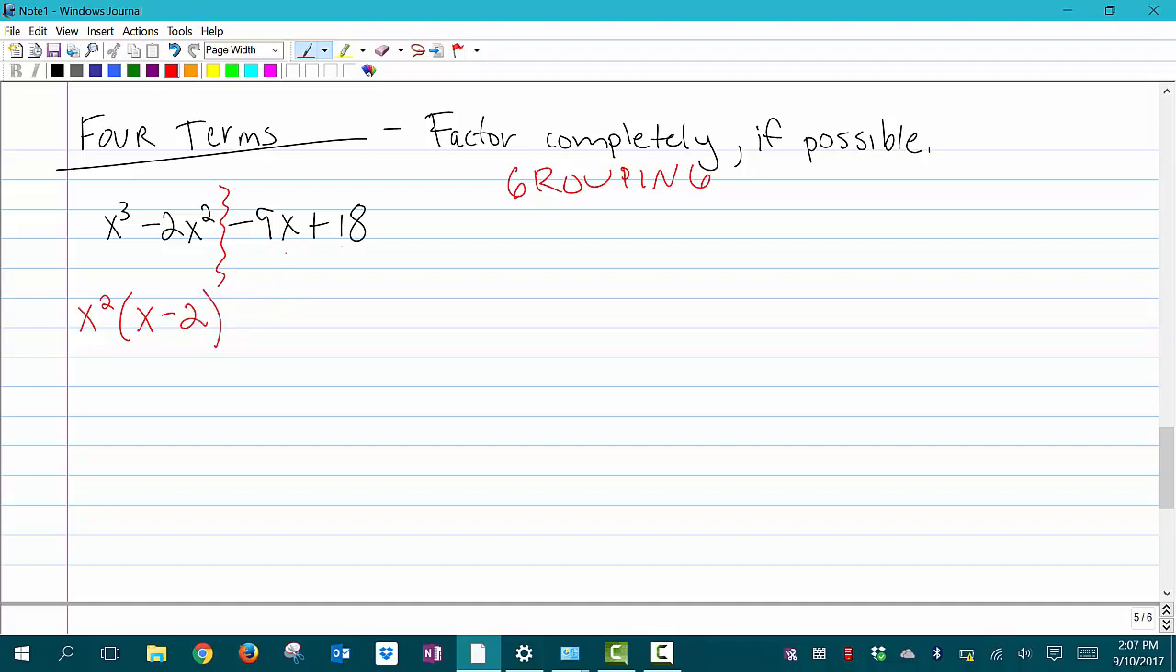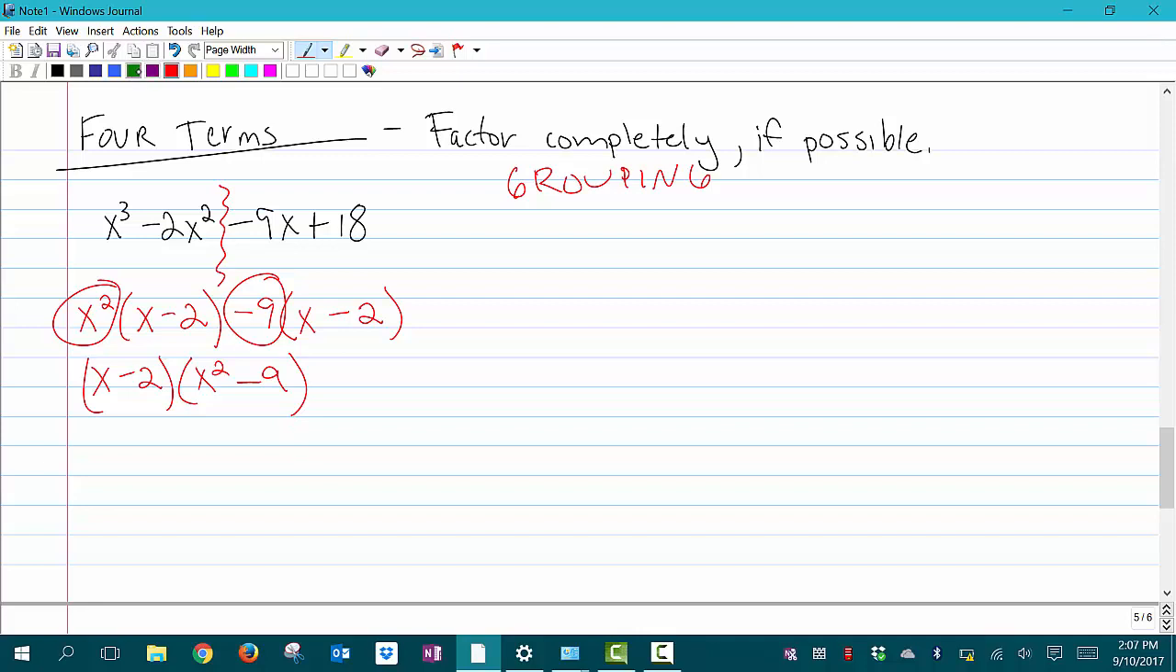Now for the second 2 terms, I will take out the common factor of 9. I will take out a negative 9, and that leaves me with x minus 2. If the binomials match, those terms that are in the parentheses, if they match, we can pull out that common binomial factor to the front and then write what we have left over in front of the parentheses.